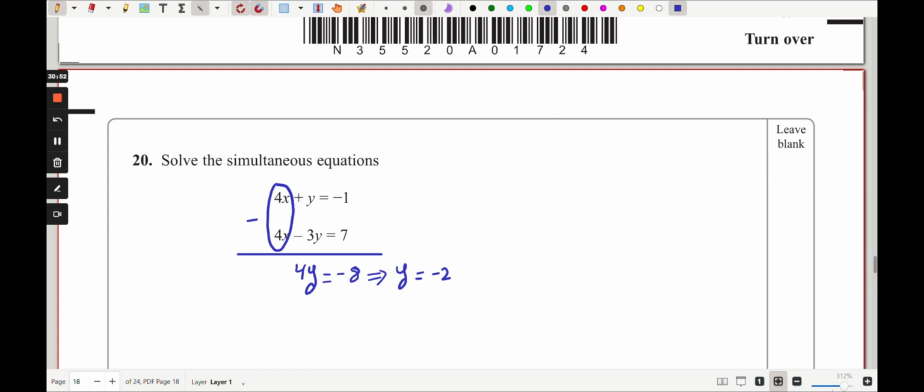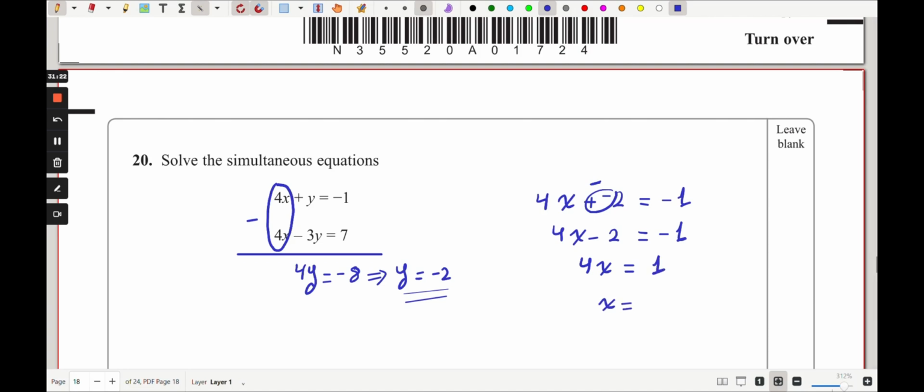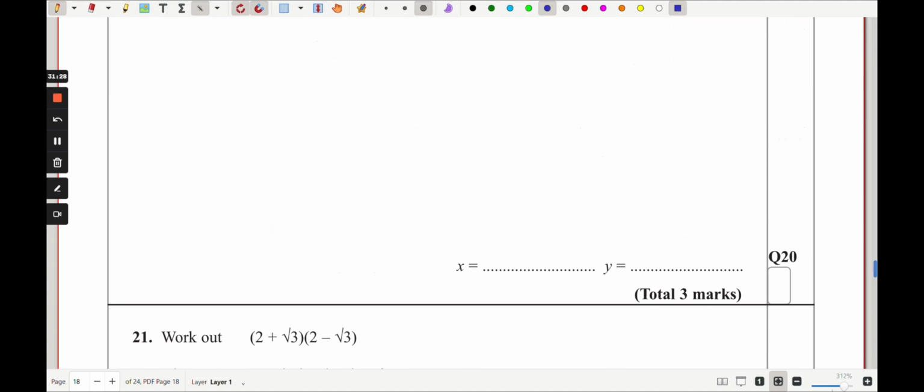Now y is equal to minus 2. Take one of these equations and plug minus 2 in for y. So 4x plus y, now minus 2, equals minus 1. So here it will be 4x minus 2 equals minus 1. Add 2 to both sides, we'll get 4x equals 1. Divide both sides by 4, you will get 1 over 4. So the values here for x and y: x is 1 over 4 and y is minus 2.